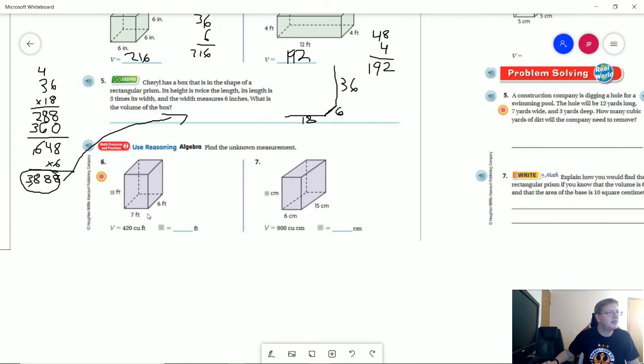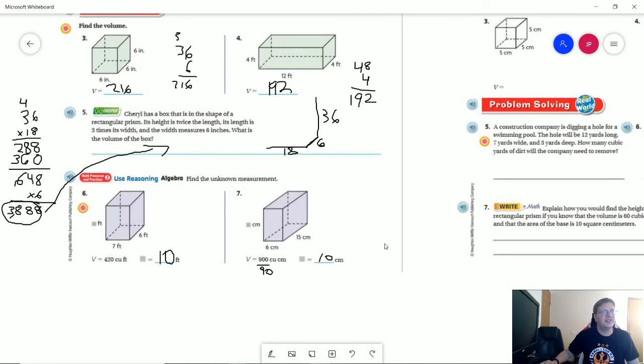So what we can do for our first one is know that we are going to get 7 times 6 to get 42. If we divide 420 by 42, that is going to give us 10 feet. For the other one, if we do 6 times 15, that's going to give us 90 centimeters. So again, we can divide 900 divided by 90 is going to give us 10. So just kind of an idea of how that would work.